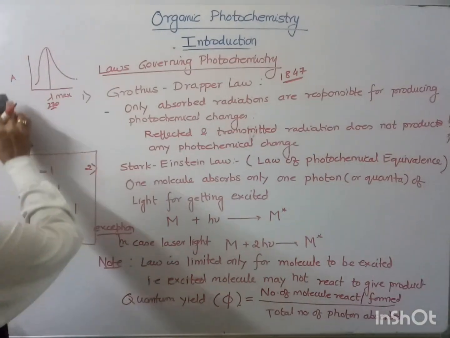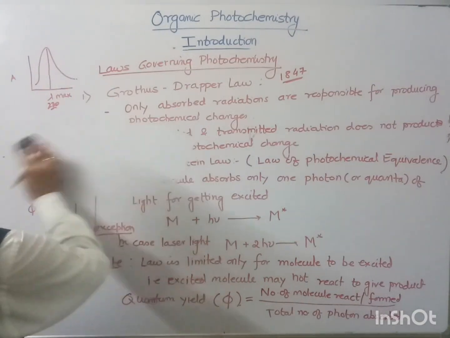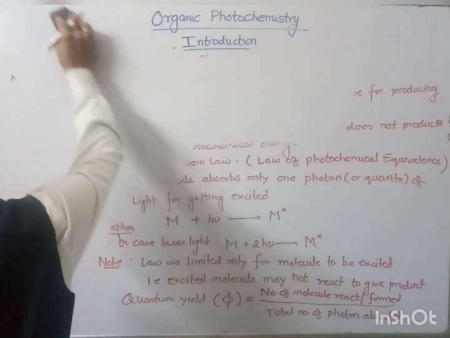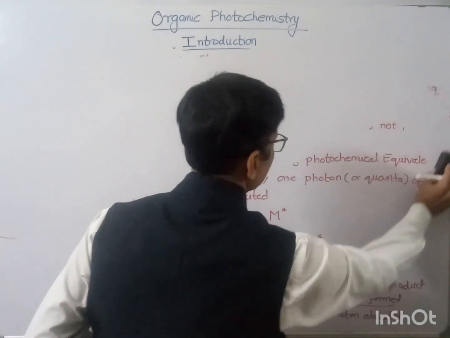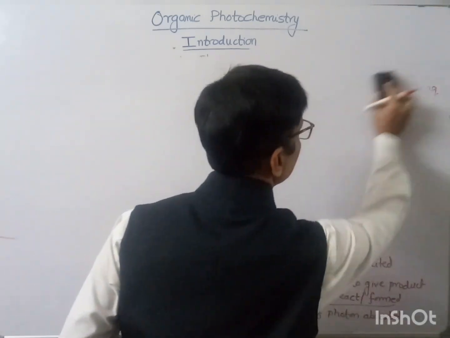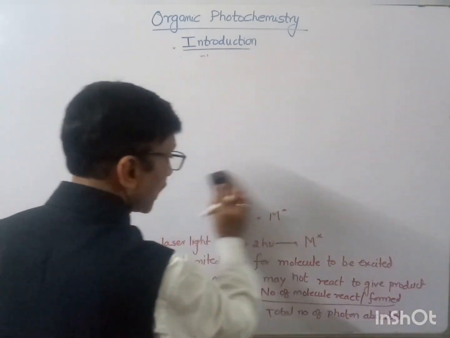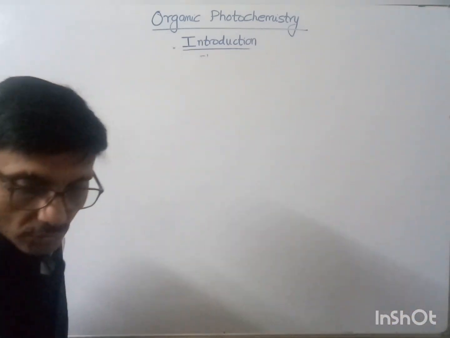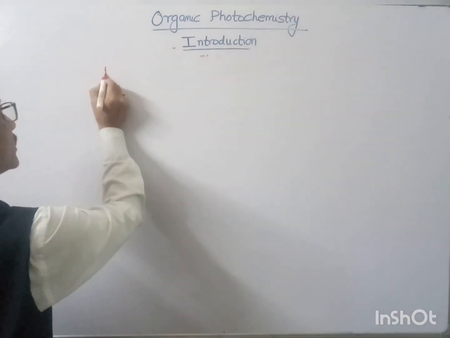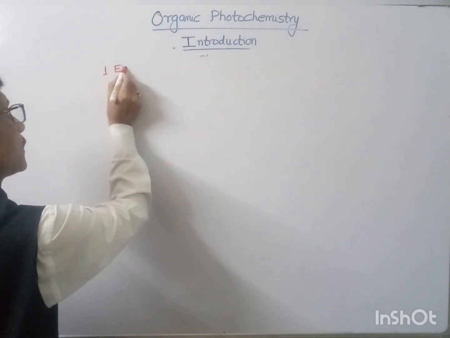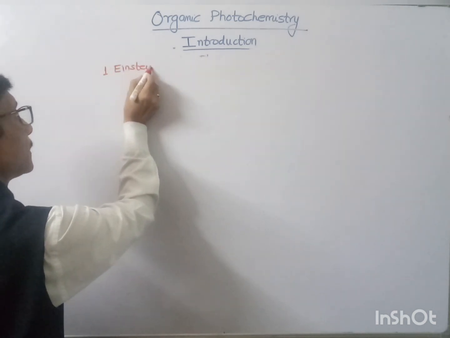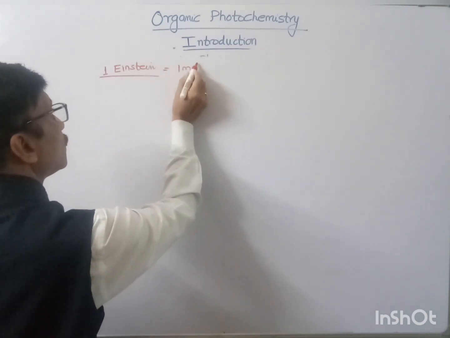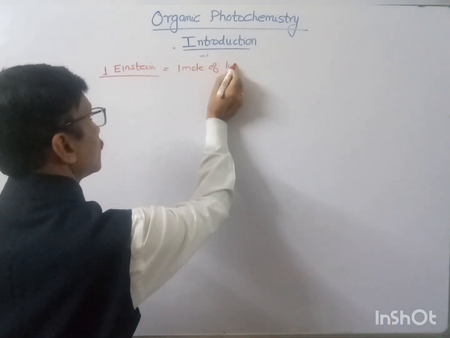Now, this is the second law, that is the Stark-Einstein law. And suppose 1 mole of light is absorbed, then that 1 mole of light is called the Einstein. So what is this 1 Einstein? This is equal to 1 mole of photons absorbed.